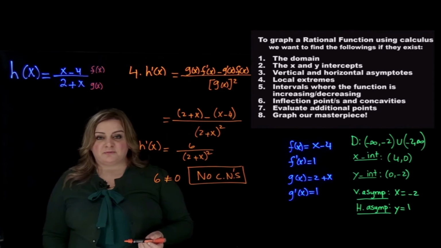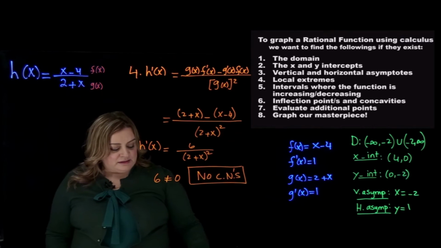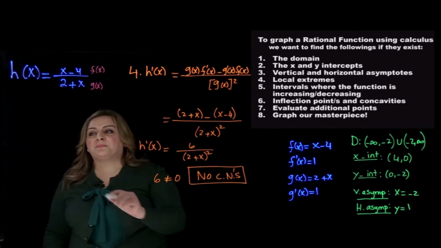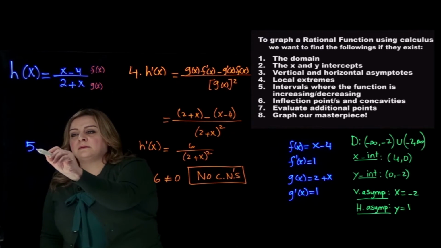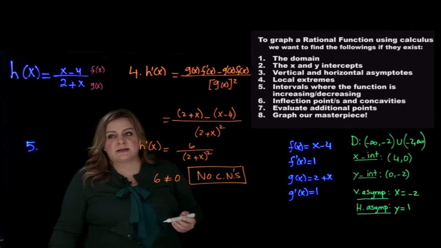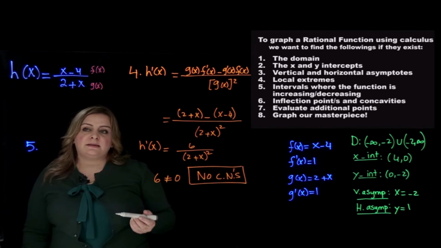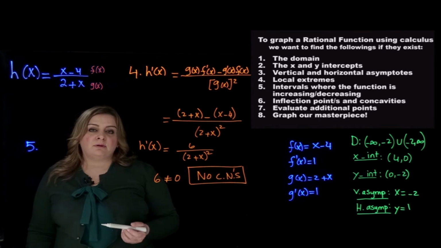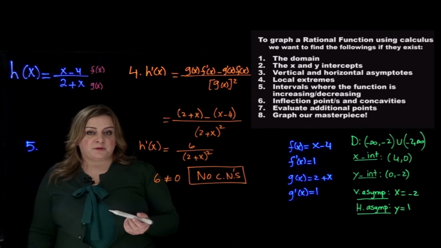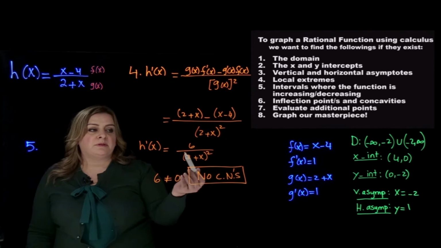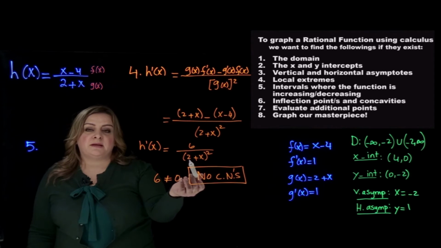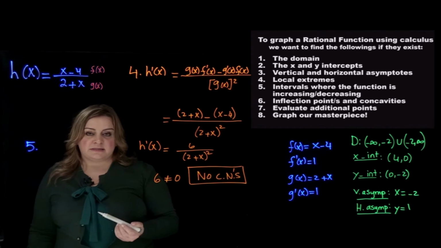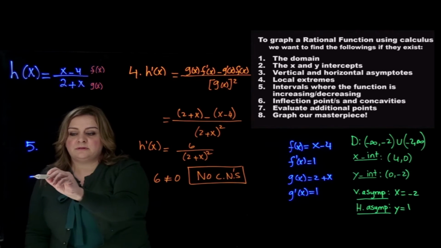And I'm done with step 4. Step 5. So step 5 says to find intervals where the function is increasing and decreasing. To do so, I will graph the number line for h prime of x, label the point where my h prime of x is undefined, which is x equals negative 2.